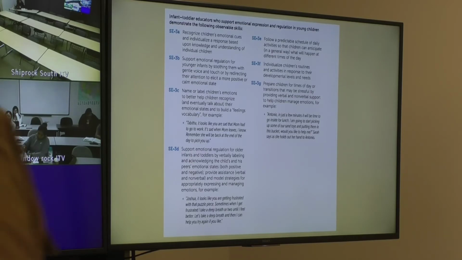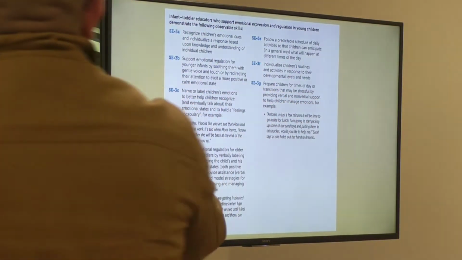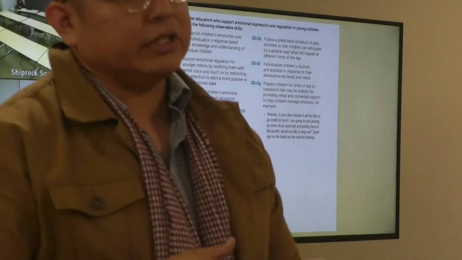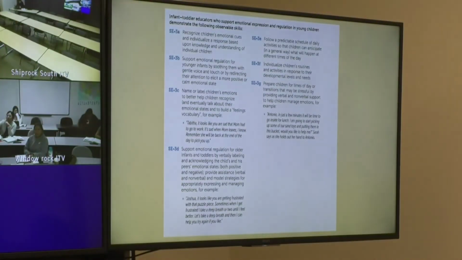Now, number 3E, follow a predictable schedule of daily activities. How many of you have a daily activity schedule for your child? Or is it just however the day goes? One of the big things we found is that when you create a predictable schedule, it shows a secure base for the child. So the child knows, okay, this is what happens. I eat at this given time. I go to sleep at this given time. And this is the schedule I have to follow to regulate myself. If not, it throws off my rhythm, and then it creates a level of stress.